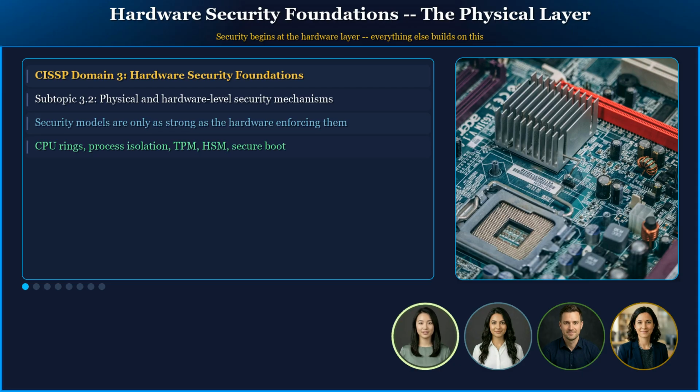Stick around for the Meltdown and Spectre case study later in this video. It shows how hardware assumptions we relied on for decades turned out to be wrong. Starting with the concept that everything else in operating system security is built on: the CPU protection ring model.